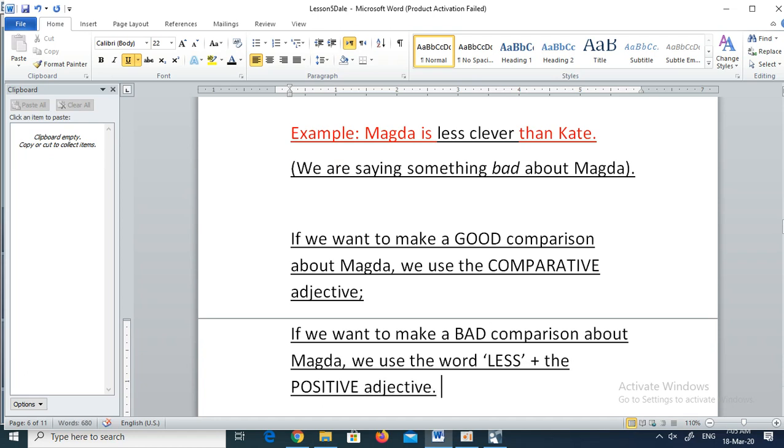Alright, if we want to make a good comparison about Magda, we use the comparative adjective alone. But if we want to make a bad comparison about Magda, we use the word less plus the positive adjective.